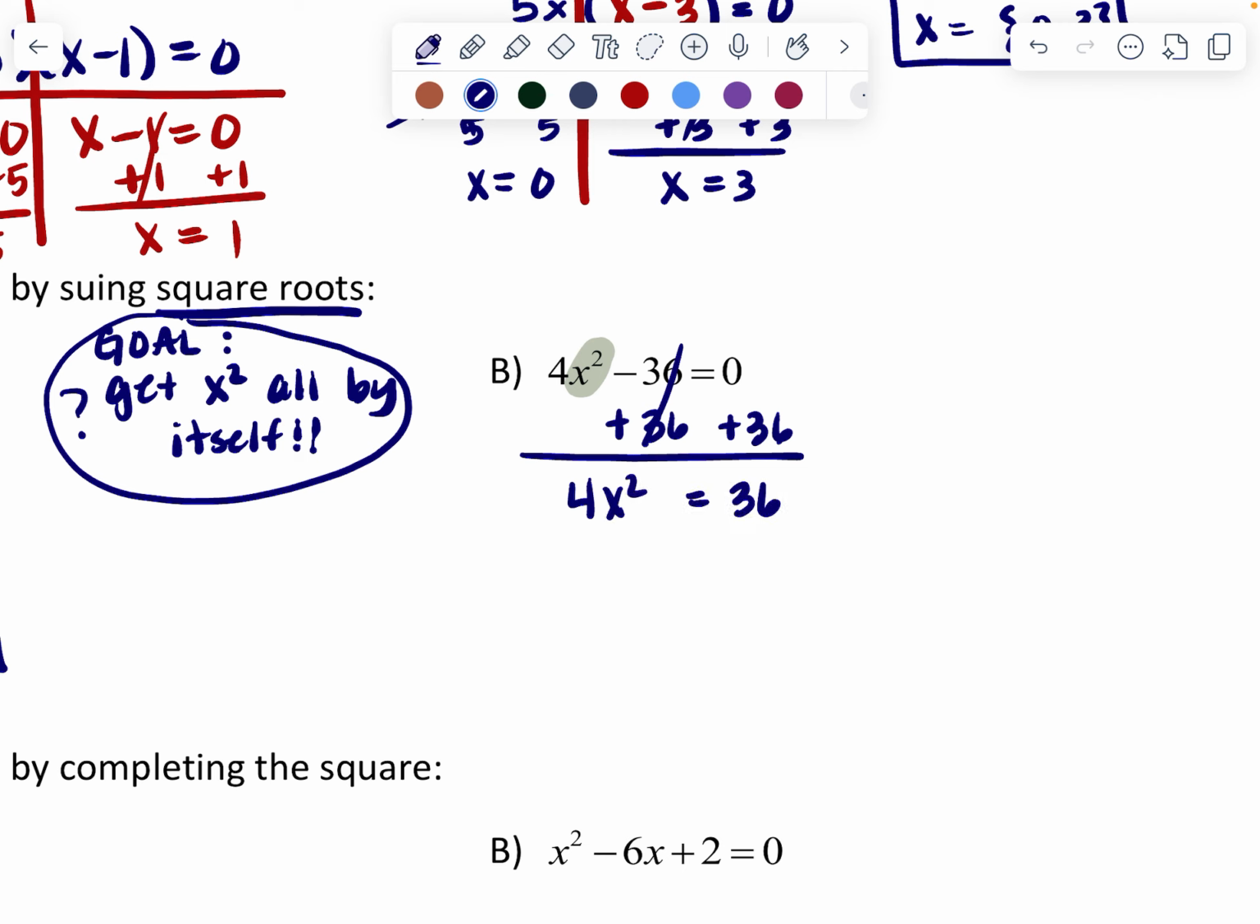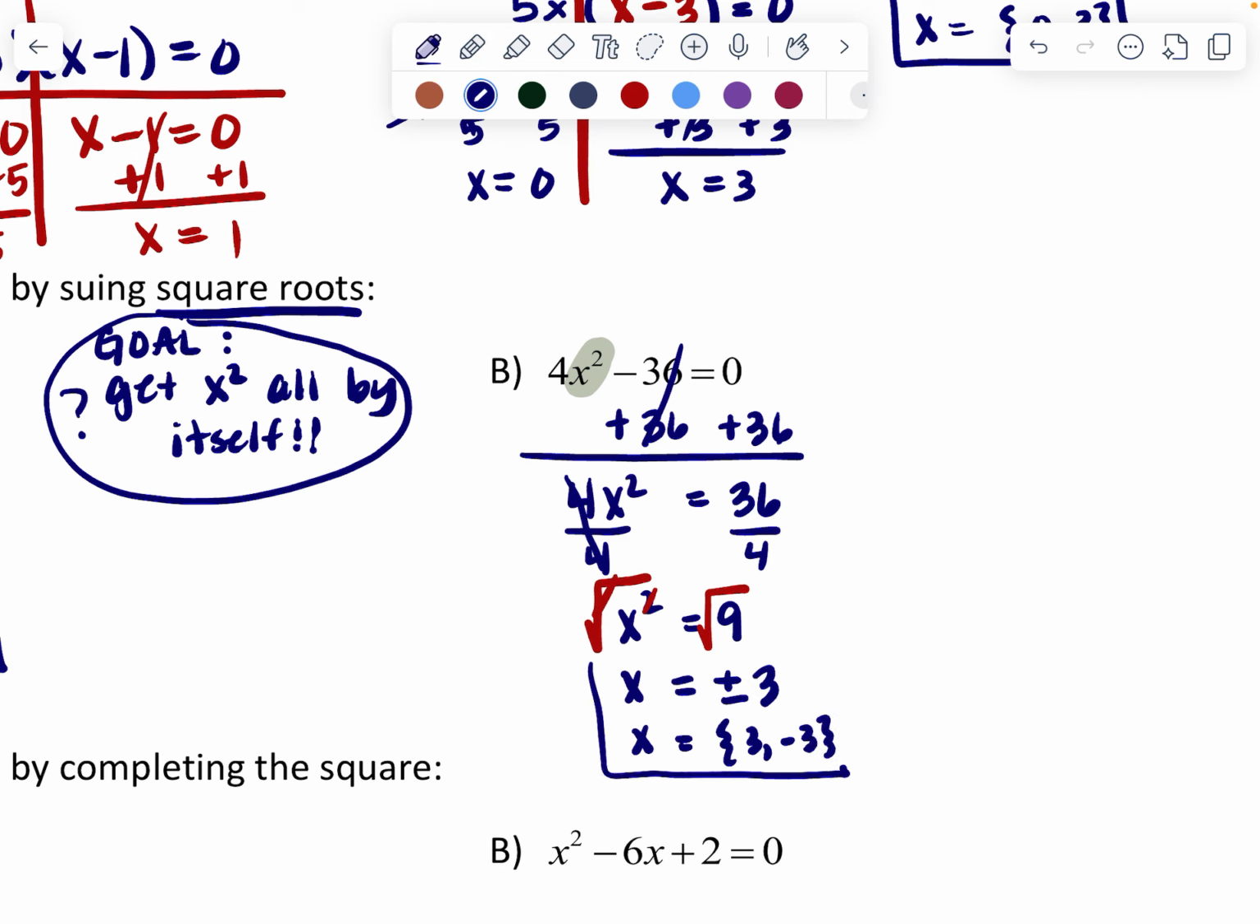To get rid of the 4 in front, I'm going to divide by 4. And I'm going to get x squared equals 36 divided by 4 is 9. So did I achieve the goal? Yes, I did. The x squared is all by itself, right? Okay, now to get rid of the square, I'm going to go ahead and take the square root of both sides. Remember, a square and a square root are going to cancel each other out. And whenever you take the square root of both sides, you have to pop out that plus or minus, and the square root of 9 is 3. So you can write it that way, or you can write x equals 3 and negative 3.